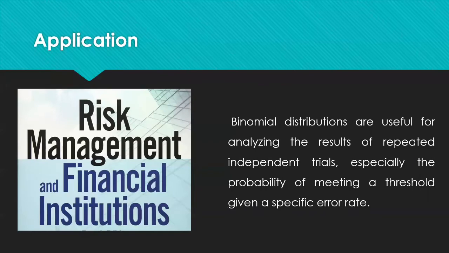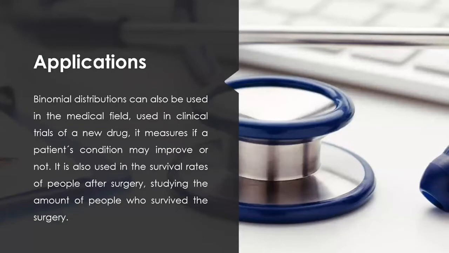Applications. Binomial distributions are useful for analyzing the results of repeated independent trials, especially the probability of meeting a threshold given a specific error rate. Binomial distributions can also be used in the medical field. They are used in clinical trials of a new drug. It measures a patient's condition, which may improve or not. It is also used in survival rates of people after surgery, studying the number of people who survive the surgery.